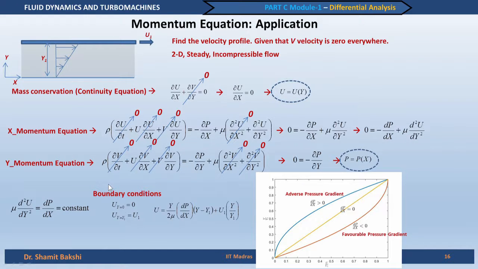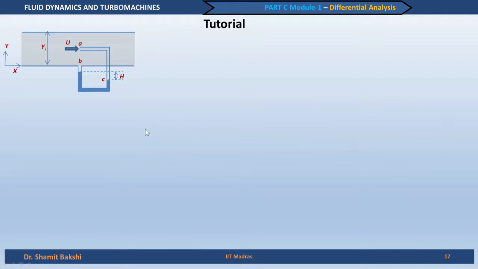This is the first case. The second case in the tutorial is this particular problem. This one demonstrates the application of Bernoulli's equation. So, let us see the statement of the problem: find the velocity at the pitot tube probe location from the mercury manometer reading.